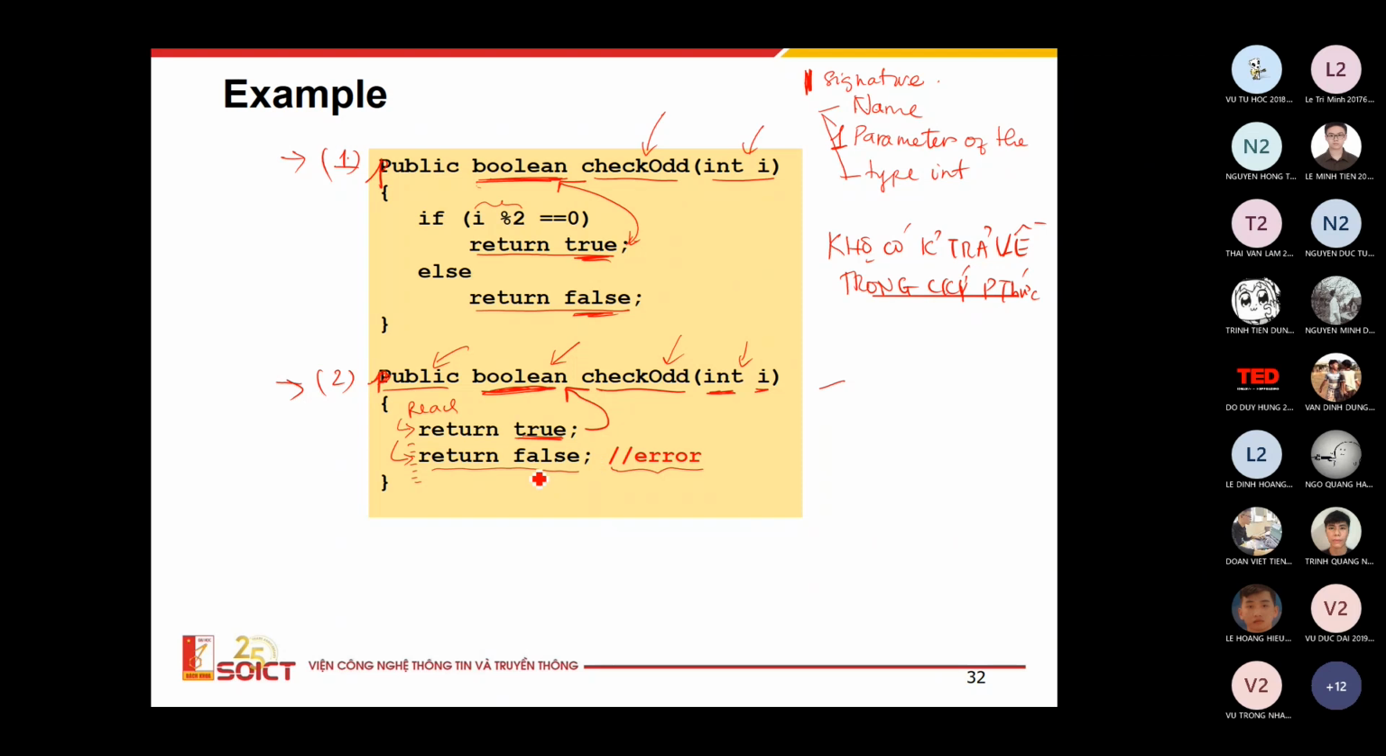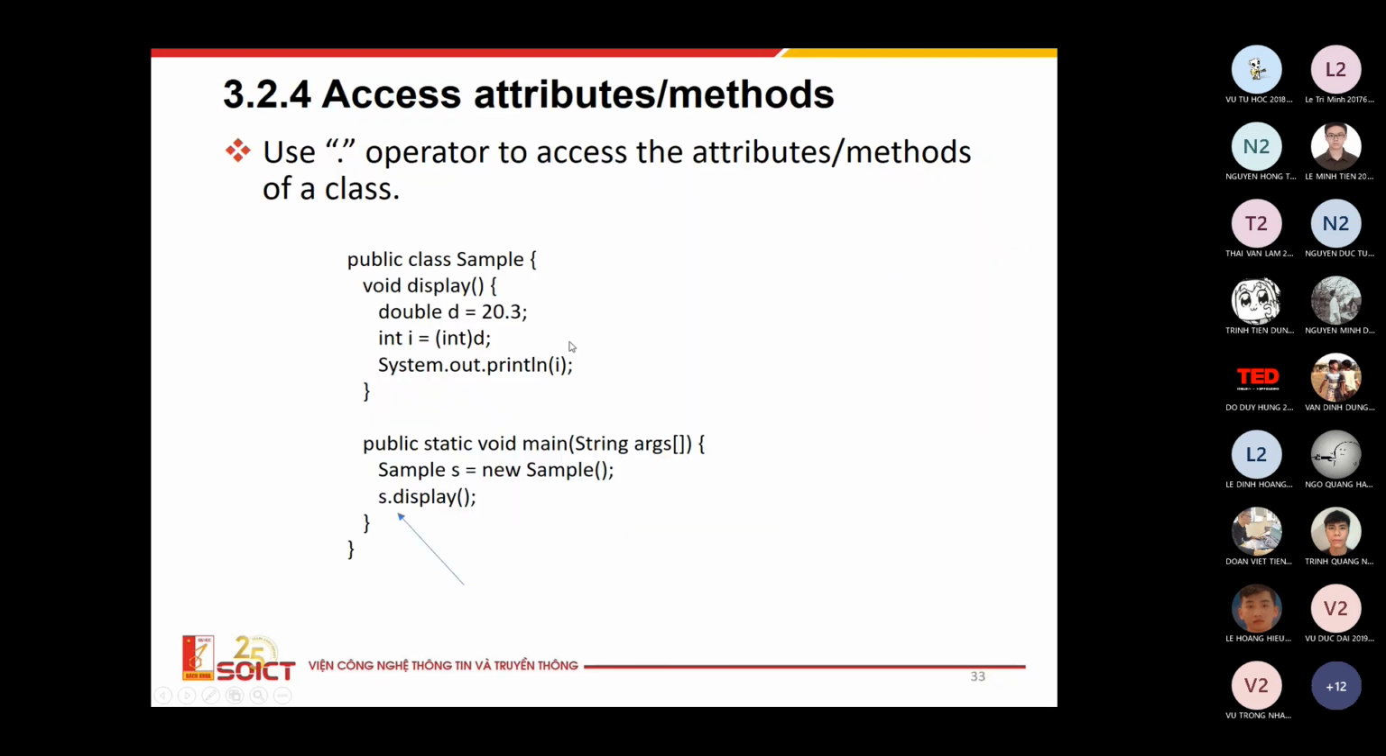This is one example to see that once it reaches the return statement, it will return the value and stop the method. So the other statements after the return are never reached. Okay. Thank you, Nam.